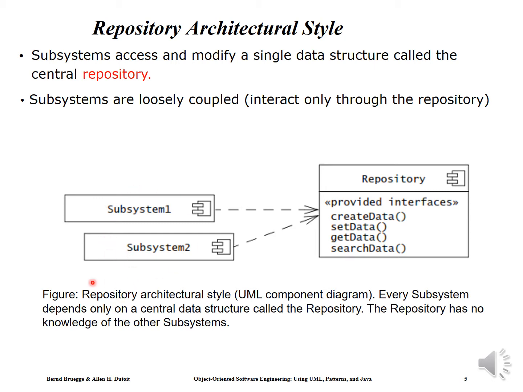So the figure shows the repository architecture style. Every subsystem depends only on the central data structure called the repository. But the repository has no knowledge of the subsystems, but the subsystems depend on it. Subsystems interact with it, but the repository has no knowledge of the attached subsystems.